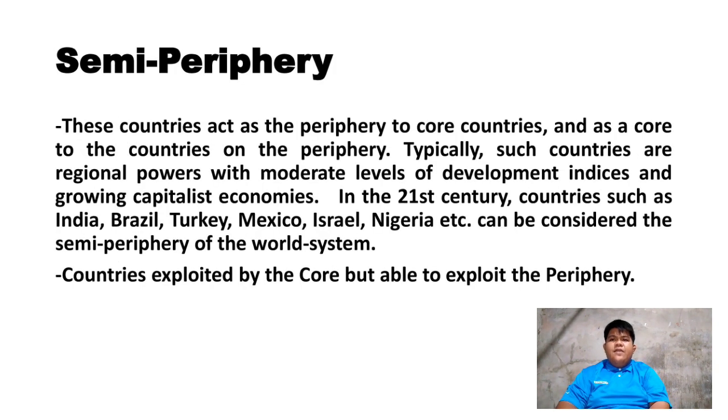Next is the semi-periphery. These countries act as the periphery to core countries and as core to the countries on the periphery. Typically, such countries are regional powers with moderate levels of development indices and growing capitalist economies. In the 21st century, countries such as India, Brazil, Turkey, Mexico, Israel, and Nigeria can be considered the semi-periphery of the world system. Additionally, semi-periphery are countries exploited by the core but able to exploit the periphery.